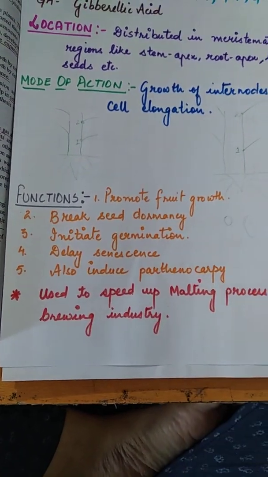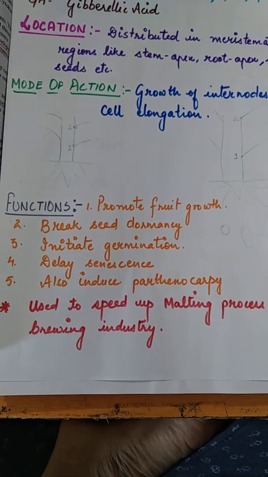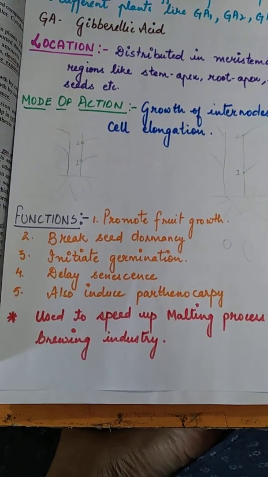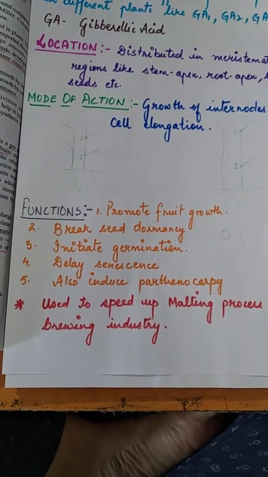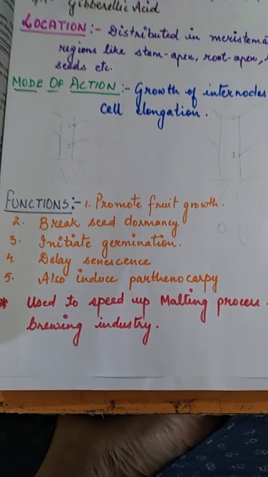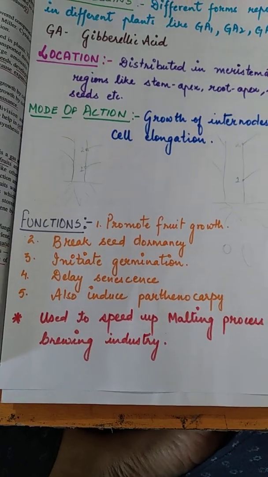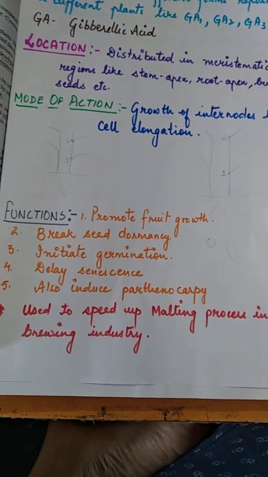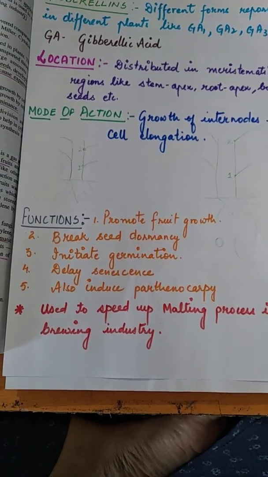Fourth important point with gibberellins is they delay senescence. Well, senescence is, you may say, the aging process. You can correlate this with the anti-aging creams that we have in the markets. So you want to look young forever. If a plant wants to look young, then yes, it can go with gibberellins. So they delay senescence. And fifth is they also induce parthenocarpy, as we have read in the hormone auxins. So these are the functions.